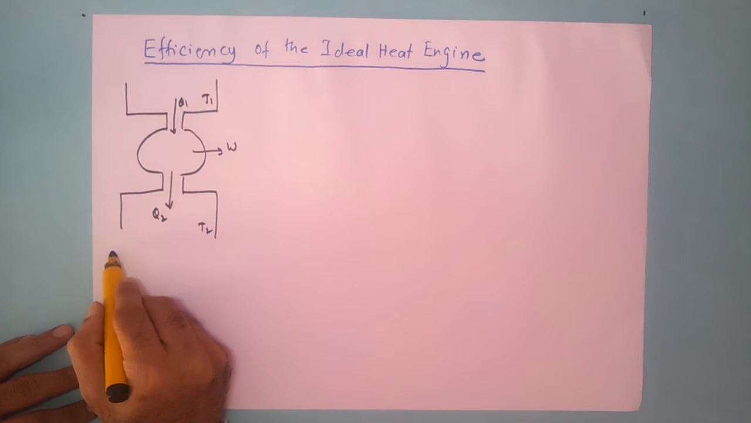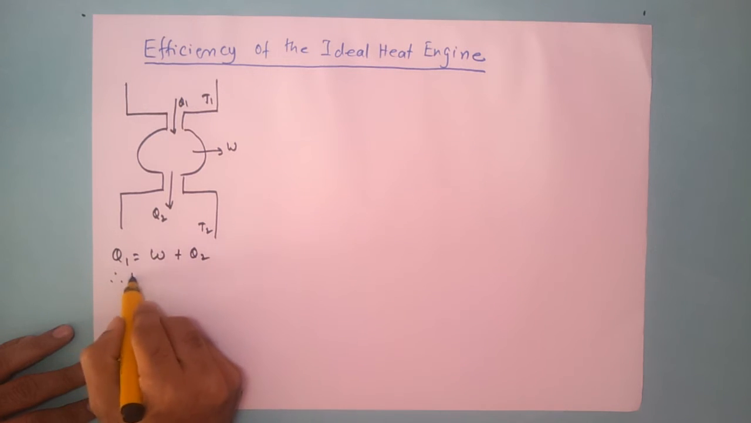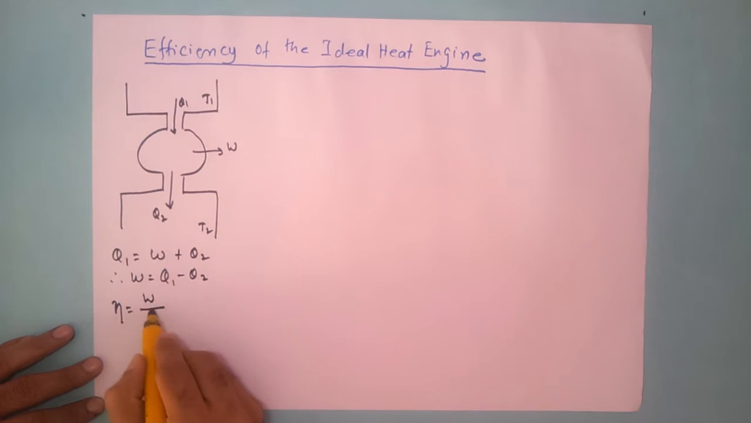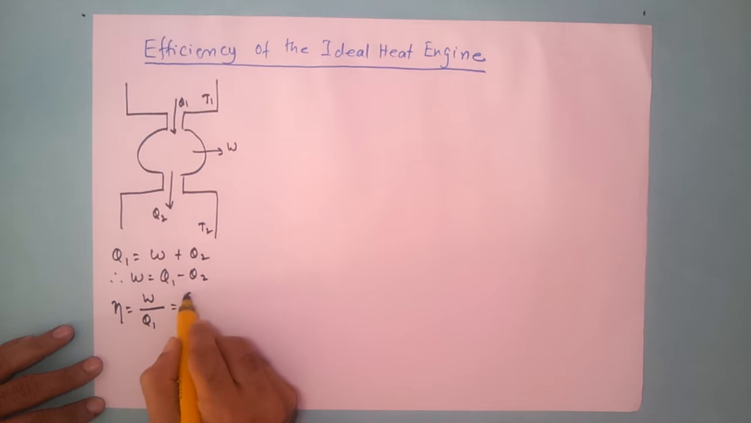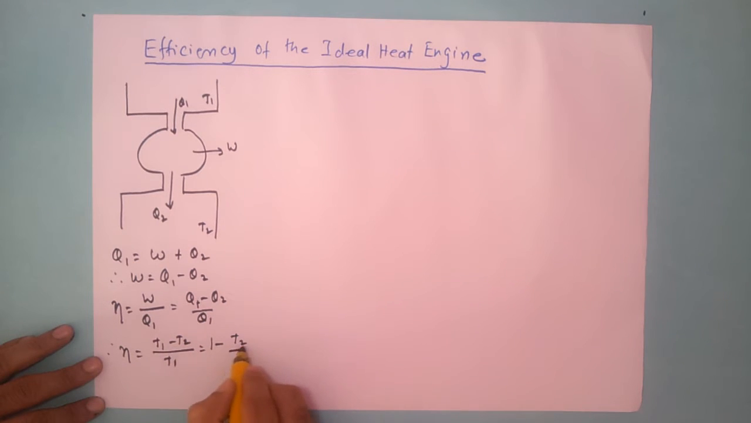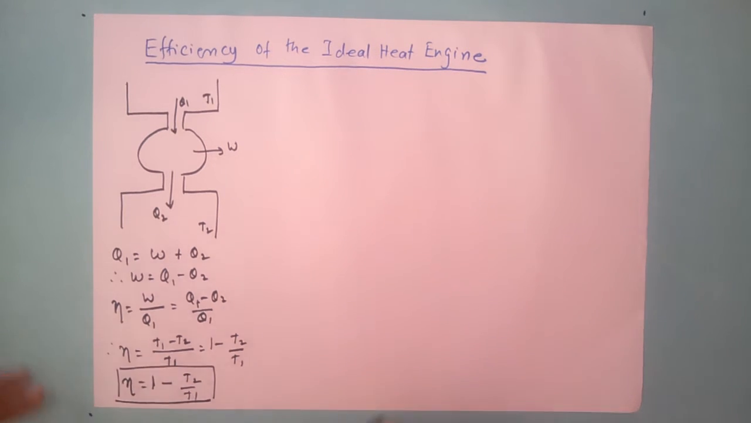And we get this equation: Q1 is W plus Q2. Therefore W is equal to Q1 minus Q2, and we found that the efficiency is the work done upon the input Q1, so Q1 minus Q2 upon Q1. For an ideal gas, this can be written as T1 minus T2 upon T1, that is 1 minus T2 upon T1. Let me write it over here again. Efficiency is equal to 1 minus T2 upon T1. This is the equation for the efficiency of an ideal heat engine.